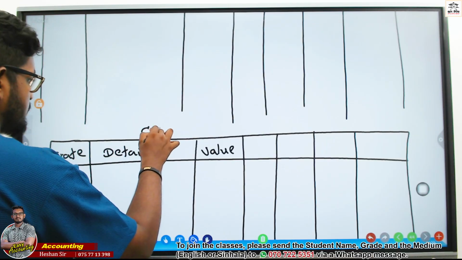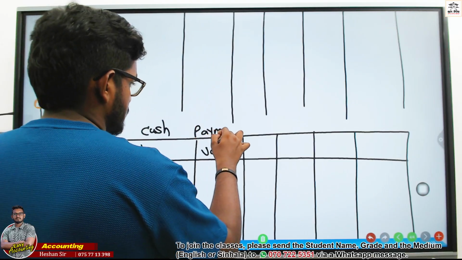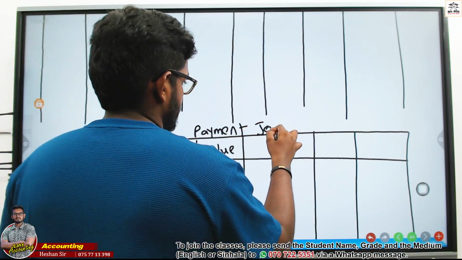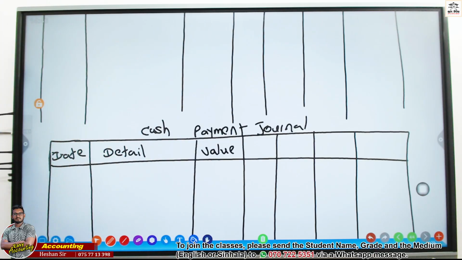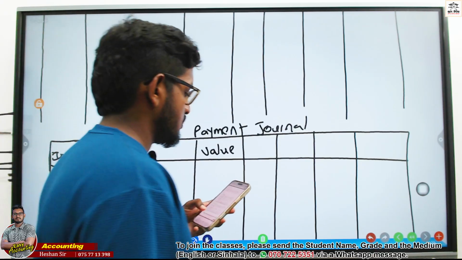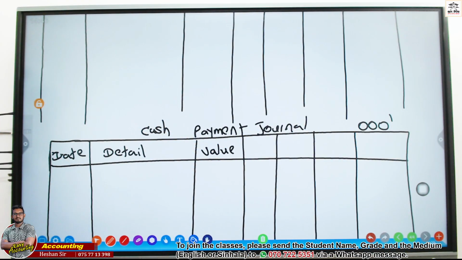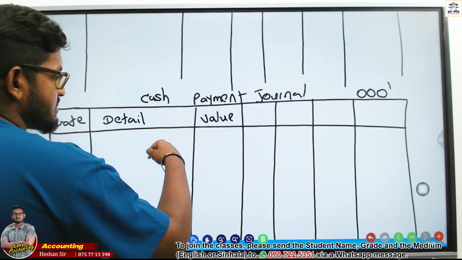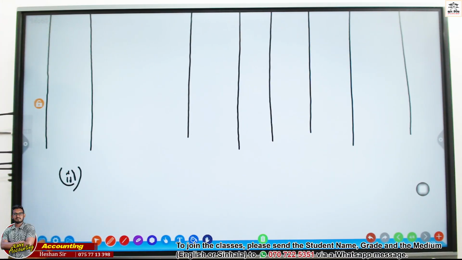Right? Cash payment journal. Right? Rounding off to thousands. Rounding off to thousand. Details, you don't need to write it separately as the analysis columns. Right? Roman number 3, what do they ask you?